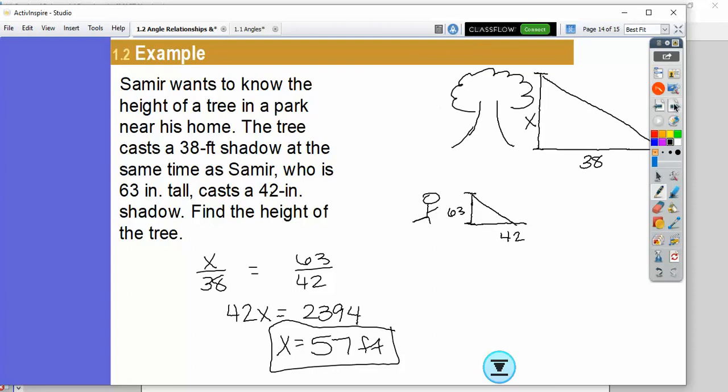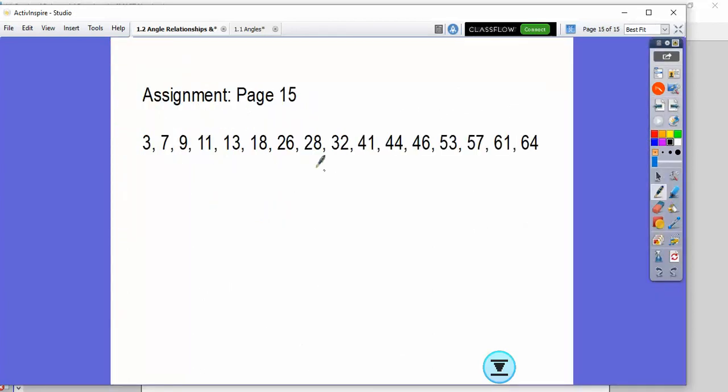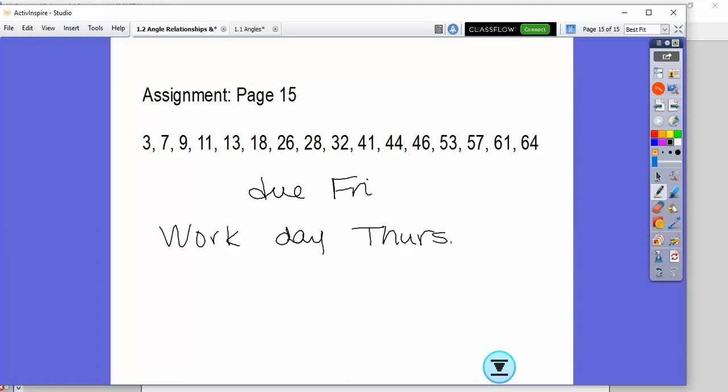So we have covered the first two sections. Here is the homework from section 2. This will be due Friday, work day tomorrow. So I am not teaching anything tomorrow. You get the entire class period to work on your homework. But I actually was going to remove 41 and 44, if that's okay with you.